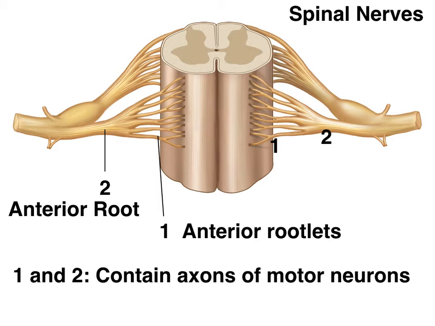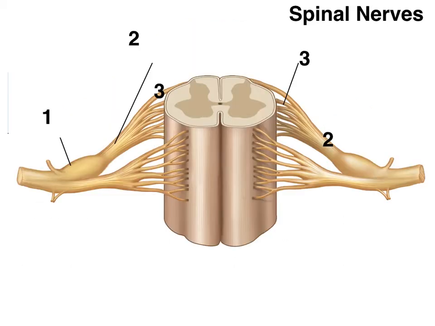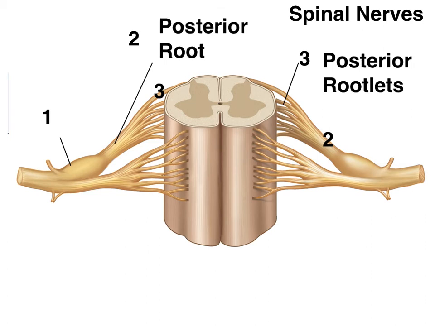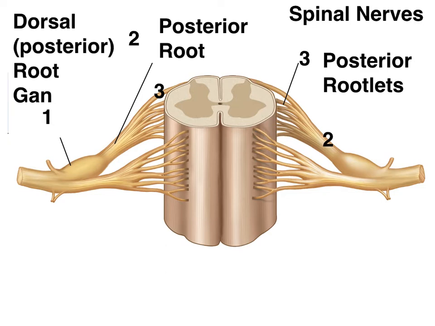Let's look at the posterior. On the posterior, we have tiny, tiny endings, which are called posterior rootlets. Those combine into a posterior root, and they actually originated at a structure called the dorsal or posterior root ganglion. You can just say dorsal root ganglion, which is one of the popular phrases.